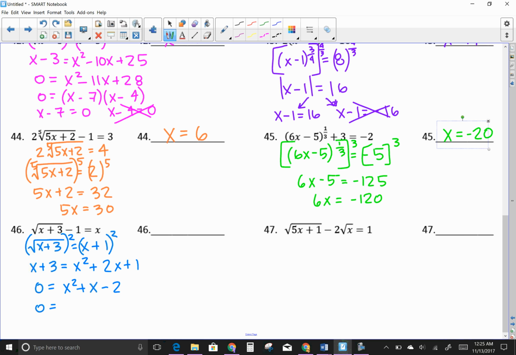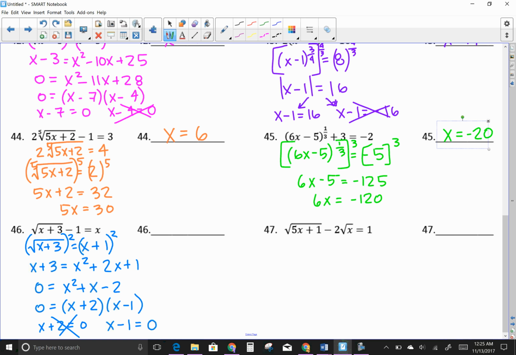Okay, so x plus 2, x minus 1, and as we've done, x plus 2 equals 0, x minus 1 equals 0. So that tells me x equals negative 2 or positive 1. So if I put negative 2 in here, negative 2 plus 3 is 1. The square root of 1 minus 1, is that equal to negative 2? It's not, so this one's not going to work.